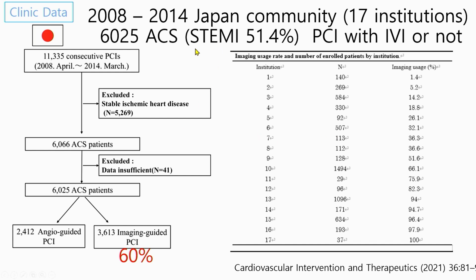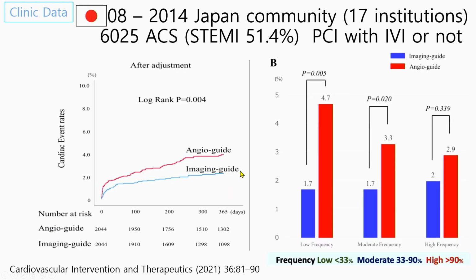In Japan, we can see the result from 7 institutes in the Japan community in ACS patients: 625 patients, with STEMI patients about 51%. 60% used image guidance, and the other patients used angio guidance. We can see the image-guided group has a lower cardiac event rate than the angio-guided group in the Japanese data.